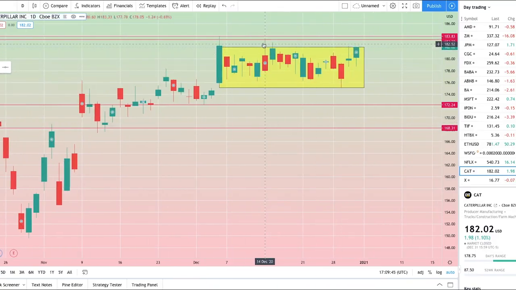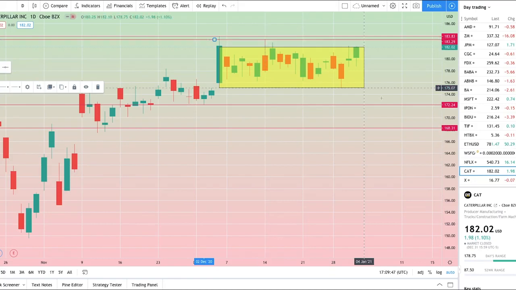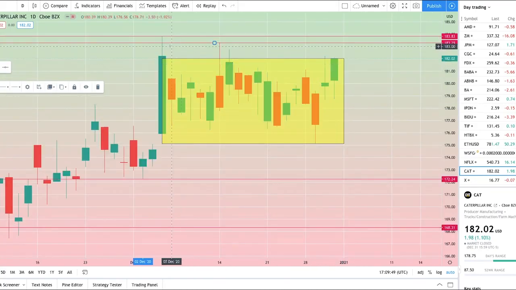As you can see here on the 14th of December, there was a fake out, it rejected. So that is a good indication of your entry point, and you should only trade this as a conservative entry point would be above 183.83.